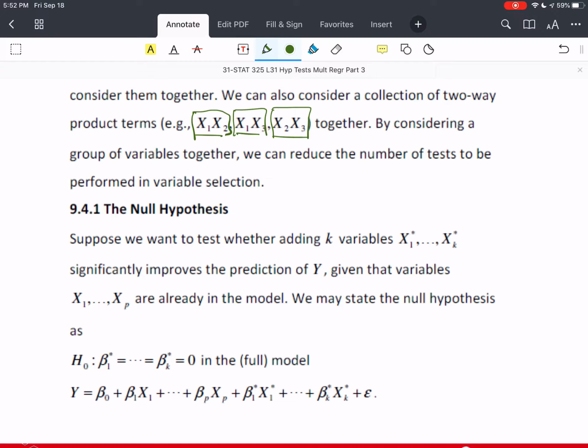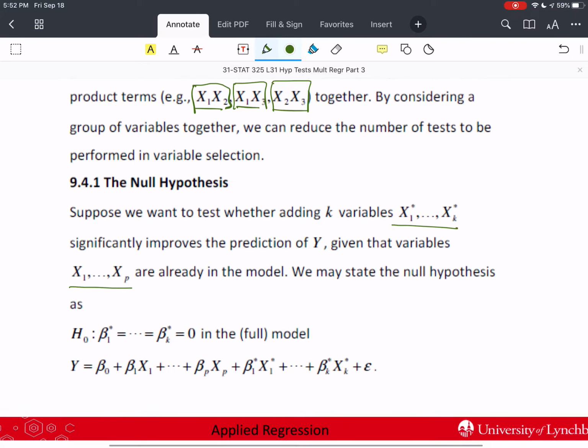Okay, so the null hypothesis. Suppose we want to test whether adding k additional variables, say x1 star to xk star, significantly improves our ability to predict y, given that we already have x1 to xp variables in the model. How can we state this null hypothesis? The null hypothesis can be stated as H naught: beta 1 star equals beta 2 star equals ... equals beta k star equals 0 in the full model, versus HA.